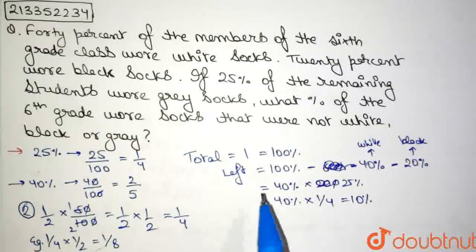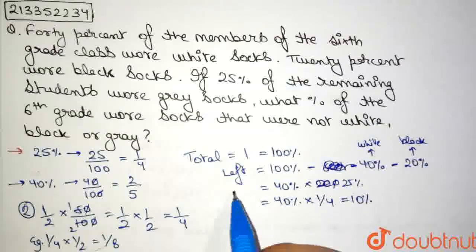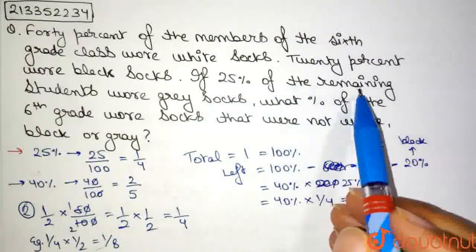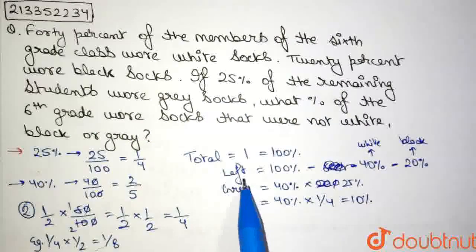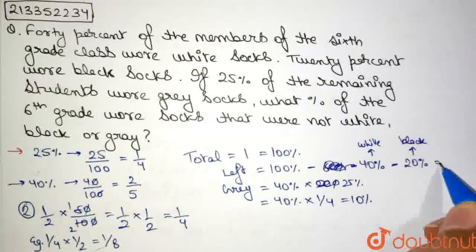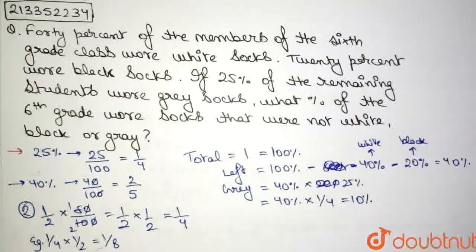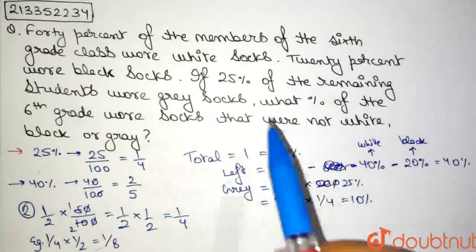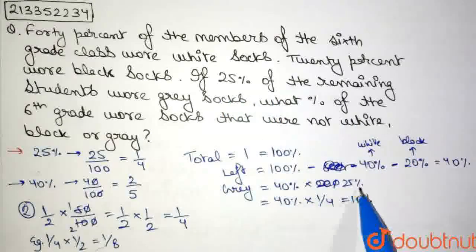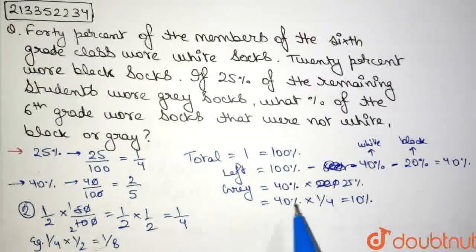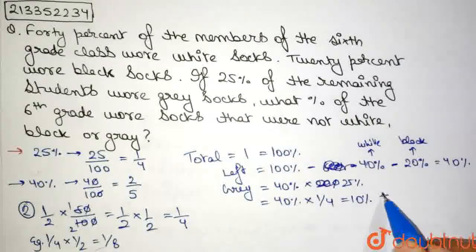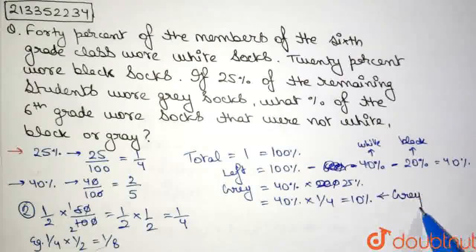Or I can say that 25% of the remaining students wore gray socks. So this was for gray, right? So we had left out value as 40%. And from this 40%, the amount of students wearing gray was 25%. So simply multiplied by 25%. And 25% was 1 by 4. So we have 40% into 1 by 4, which is 10%. So this is gray, right?